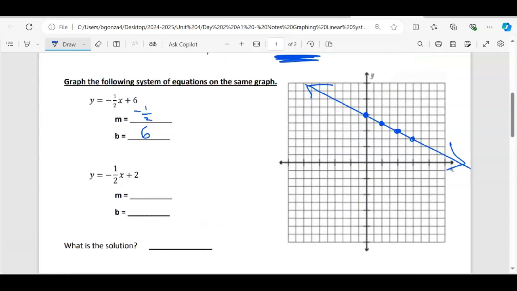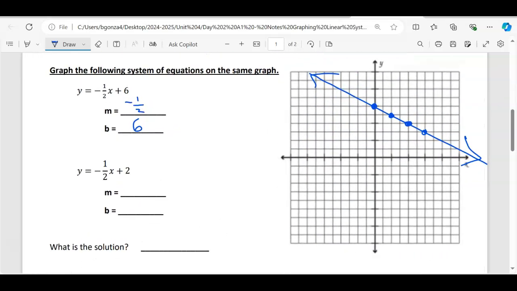Now, what about the next one? The m in front of x is negative 1/2. The b after the x is positive, so just regular old 2. Let's graph that one. M or B? What do I graph first? B for beginning, right? So plot that on the y-axis right there. And then I'm going to rise over run. The rise is negative 1, which means down 1 over 2 to the right. Down 1 over 2.